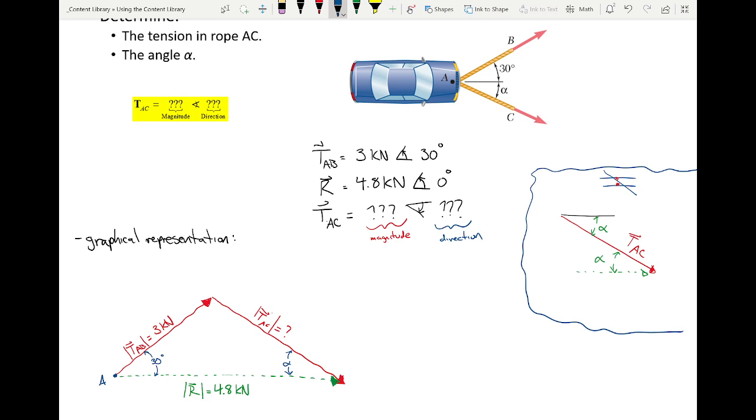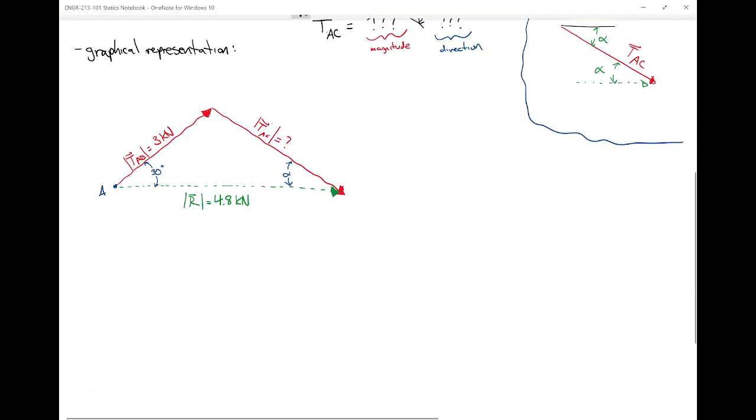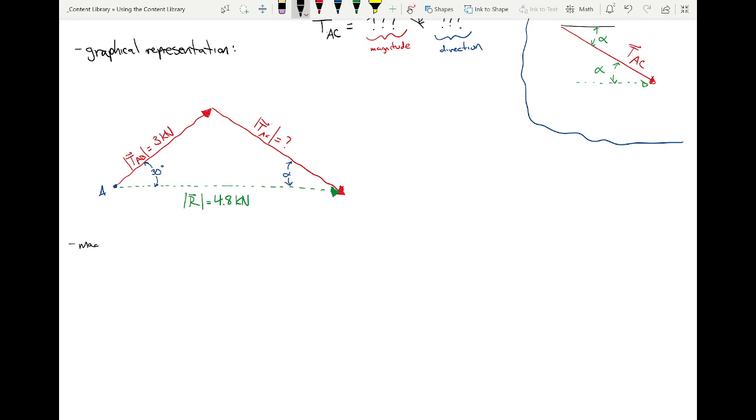So help me out. Let's start off with this. What would you do? Would somebody raise their hand? What would you do to solve that? Yes? The law of cosines, exactly right. So let's do that. Let's find the magnitude of TAC using the law of cosines.